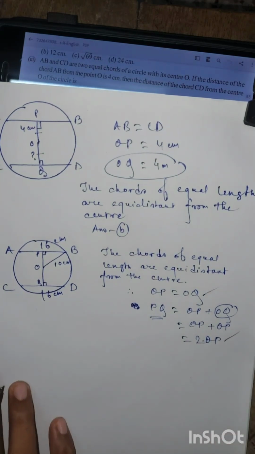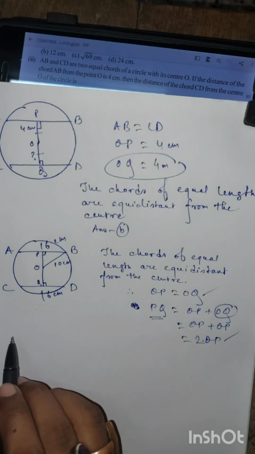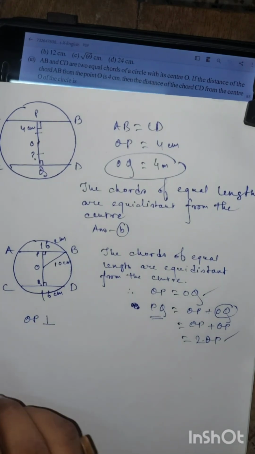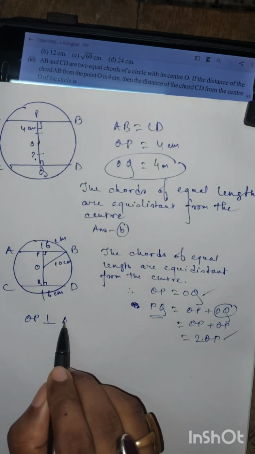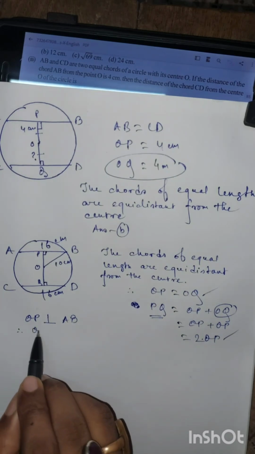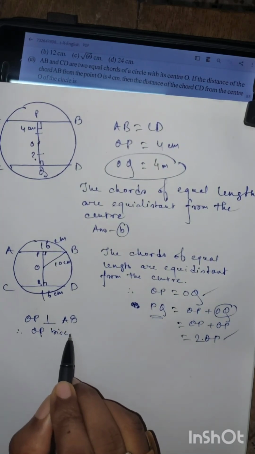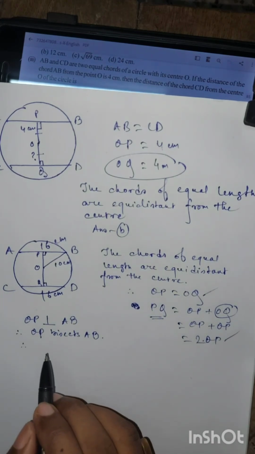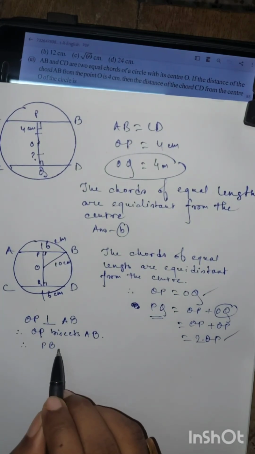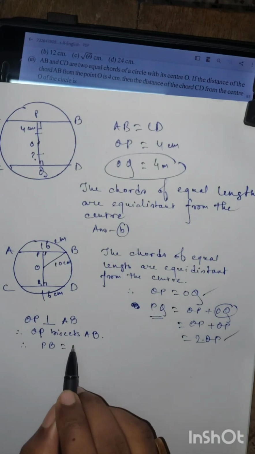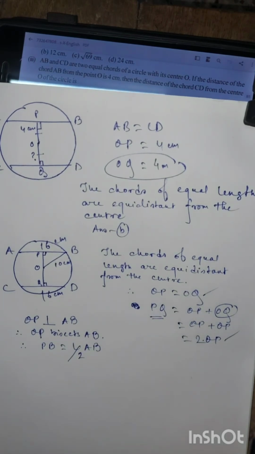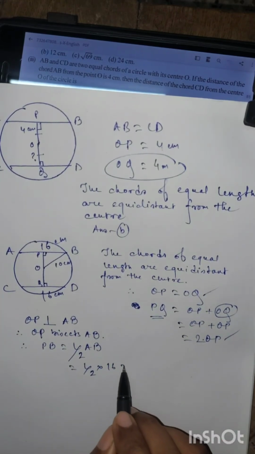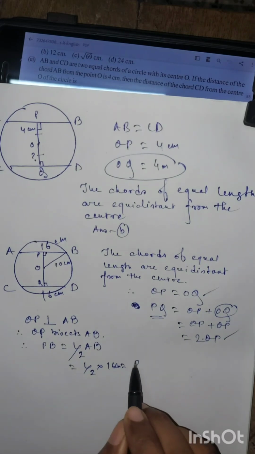Now we can say OP is perpendicular to AB. Therefore, OP bisects AB. Therefore, PB is equal to half of AB, which is equal to half of 16. That means 8 centimeter.